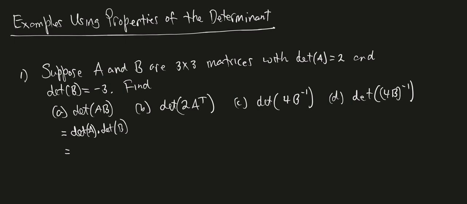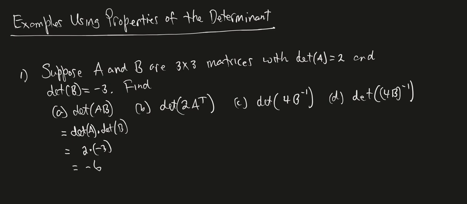So even though we don't know what the specific matrices are, if we only need to work with their determinants, we can say that the determinant of AB is going to be 2 times -3, which is -6, right? So that's our first property there.